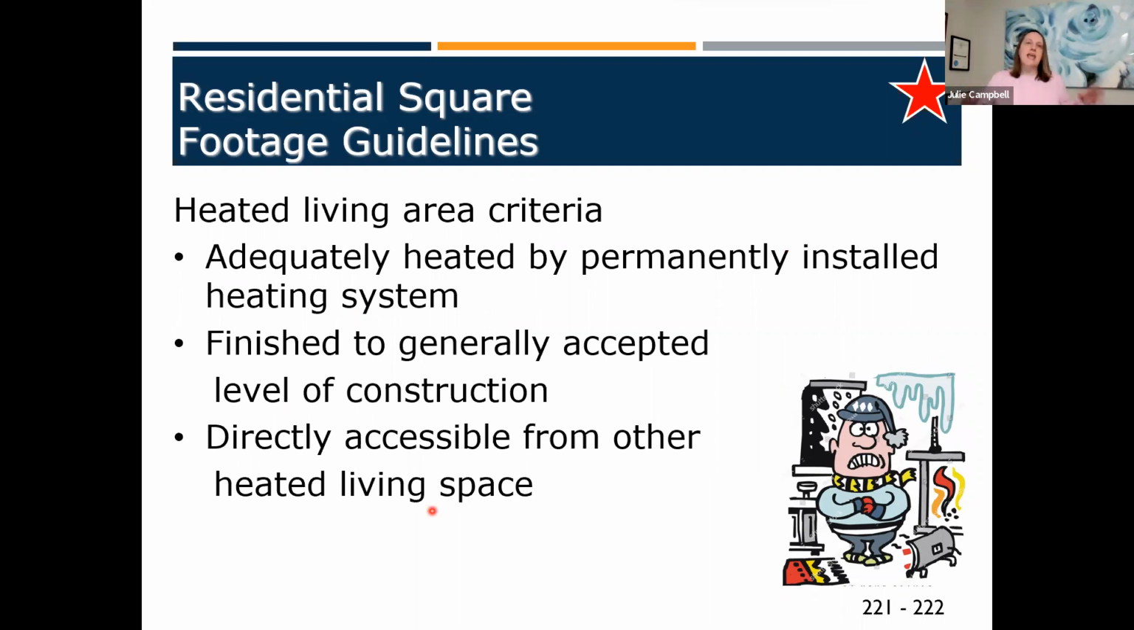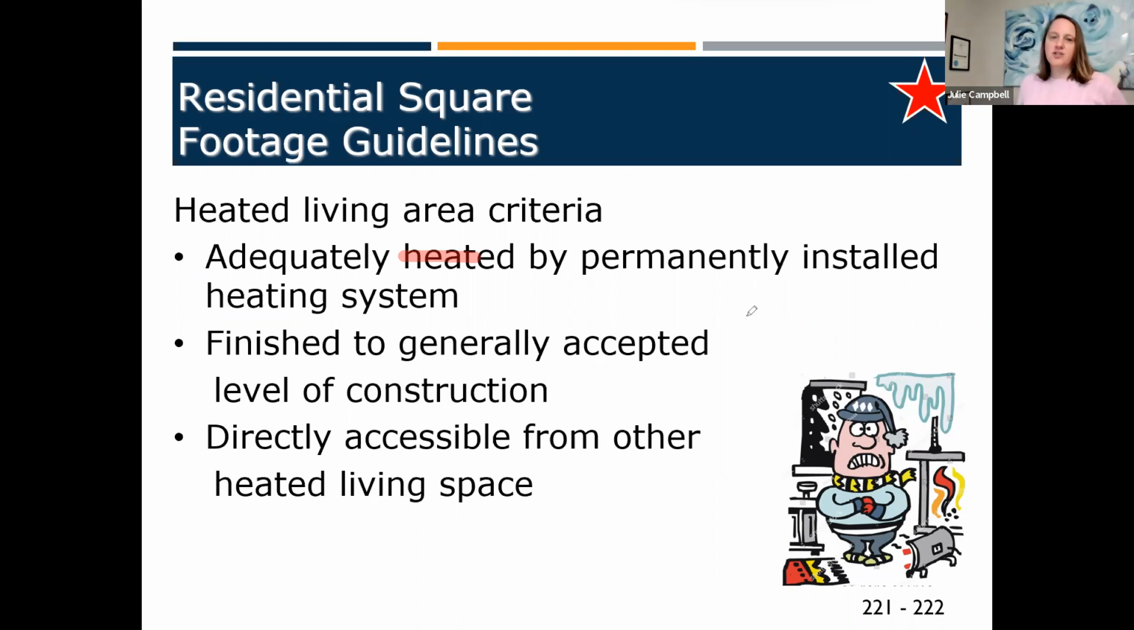In order for me to count it in my total heated living area, I must have these three things. The space has to be adequately heated by a permanently installed heating system. You can't put a space heater in a room and say it's being heated. It's got to be a permanently installed heating system. And everybody please note, that says heat, doesn't it? Does that say anything about air conditioning? That says heat. Y'all, AC is a luxury. It's not required. So we have to have heat.